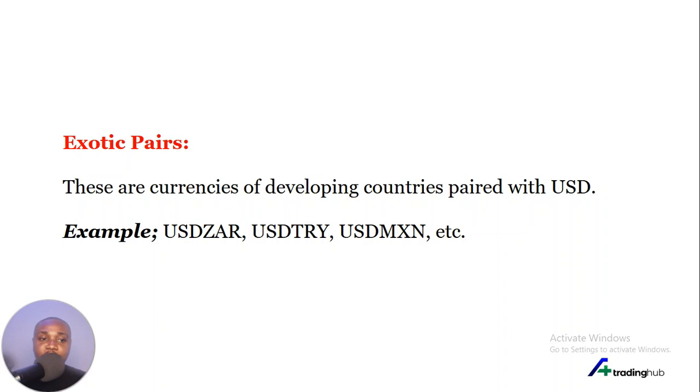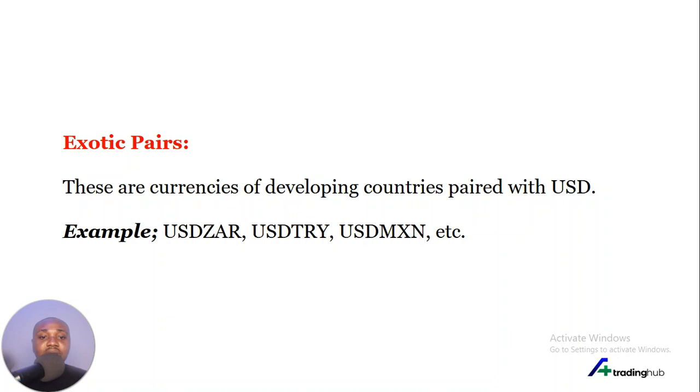Next is the exotic pairs. These are currencies of developing countries paired with the US dollar. For example, USD ZAR. ZAR is the currency for South Africa. The currency name is South African Rand. So USD is US dollar, then ZAR is the South African Rand.